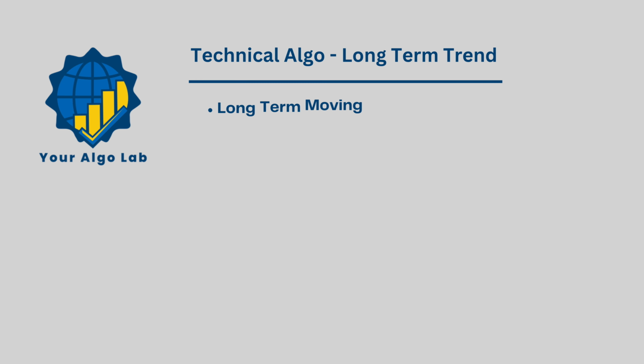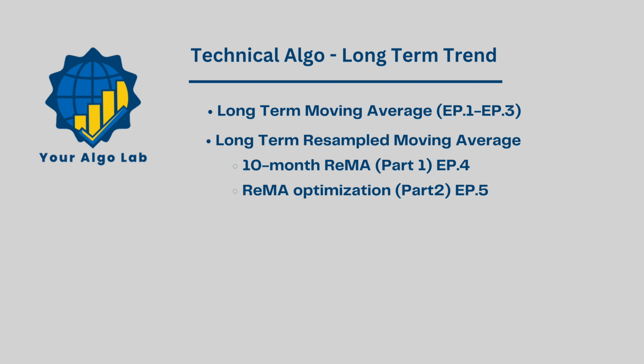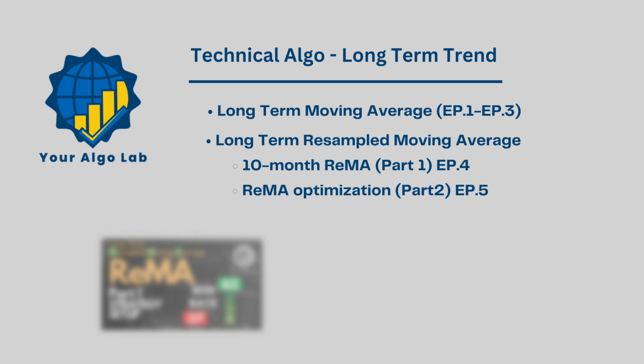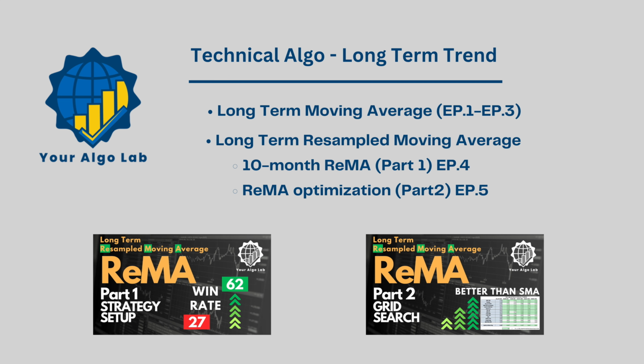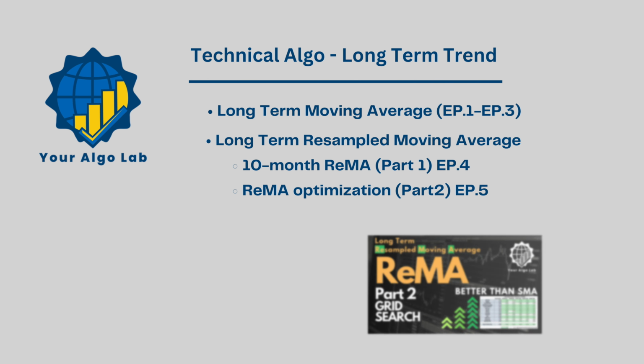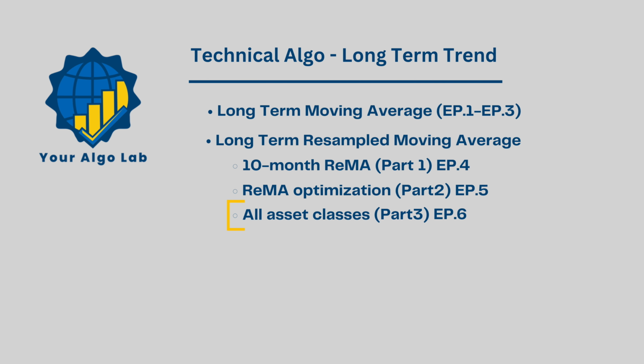In our last episode, we explored optimizing long-term resampled moving average strategies using grid search. If you haven't seen it yet, we highly recommend checking it out. The links to the previous episodes are in the description below. Today, we're going to backtest the same strategy across all asset classes. Our goal is to thoroughly test the resampled moving average strategy to see if it can outperform the buy and hold approach.